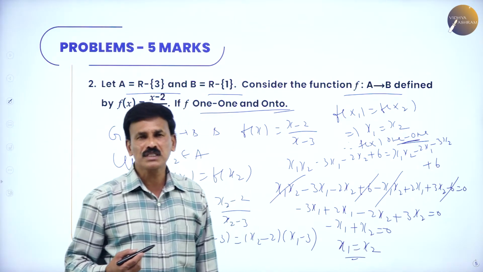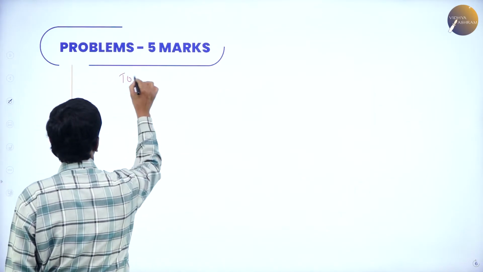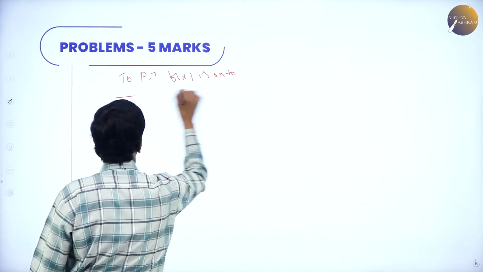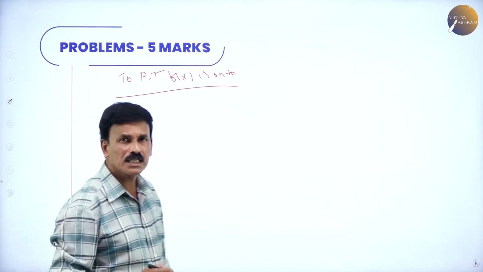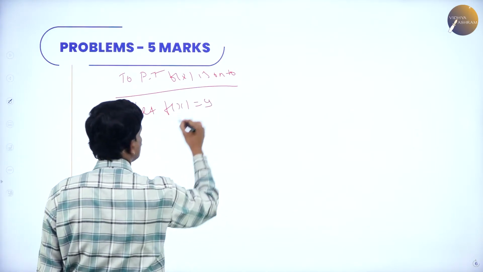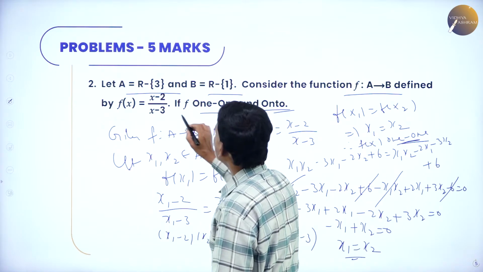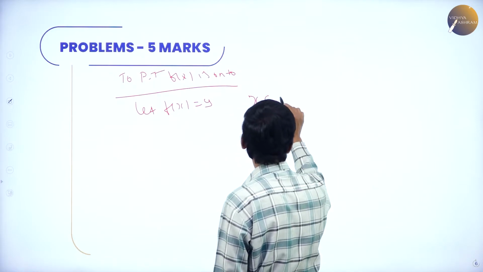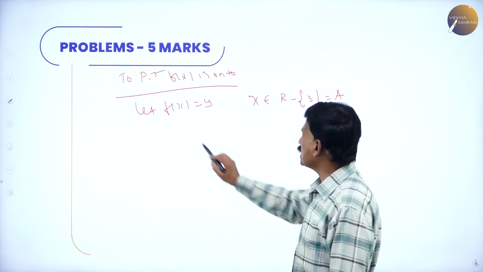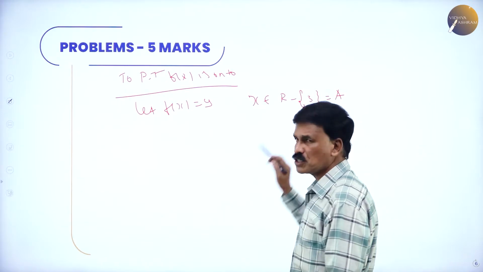Now, to verify onto function, let us consider f of x is equal to y. Now, to prove that f of x is onto, let us consider a function like f of x is equal to y. And what is the given condition? Where x belongs to R minus 3. That's equal to A. That is given. So, let us consider f of x is equal to y, where x belongs to R minus 3, that's equal to A.